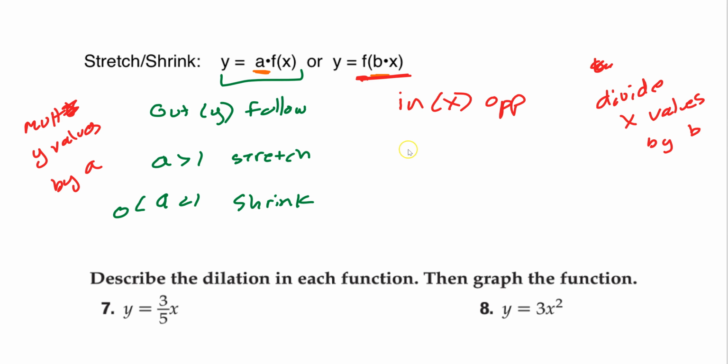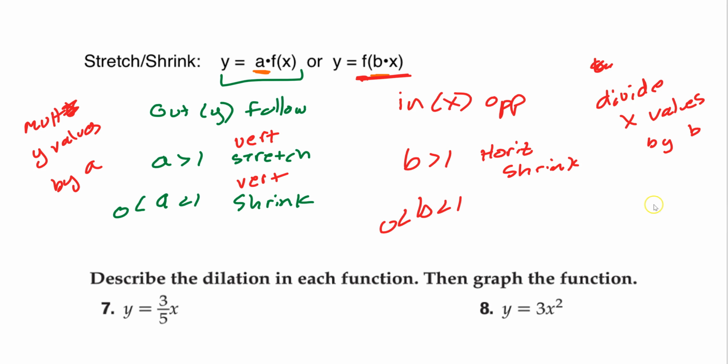So if b is bigger than 1, it's actually a horizontal shrink, because you're dividing by a big number. If you're dividing by like 5, you get smaller. By the way, I should put vertical stretch here and vertical shrink here. Very important. If b is less than 1, think about you have something and you divide it by like a fraction. What happens there is you multiply by the reciprocal, you actually get bigger. When you divide by a small fraction, you get bigger. So it's a horizontal stretch.